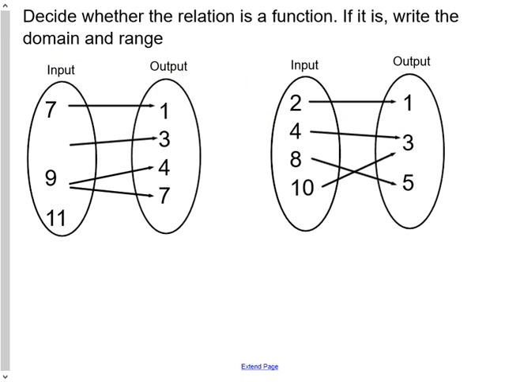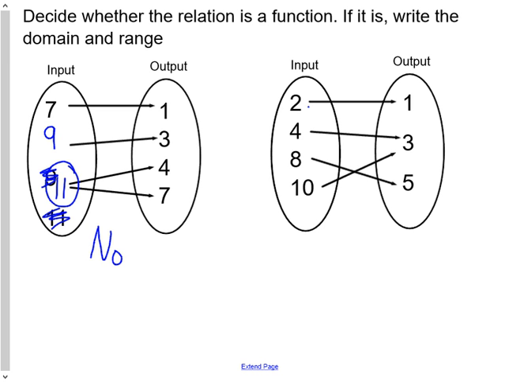We've got a couple more examples of this before we move on to graphs for the final bit. And we've got 7, 9, and 11. And then we've got 2, 4, 8, 1, 3, 4, 7. So do we have more than one arrow leaving? Right, there's a situation where we have more than one arrow leaving 11, so that is not a function. And then we're done. We don't have to write domain or range because we're done at that one.